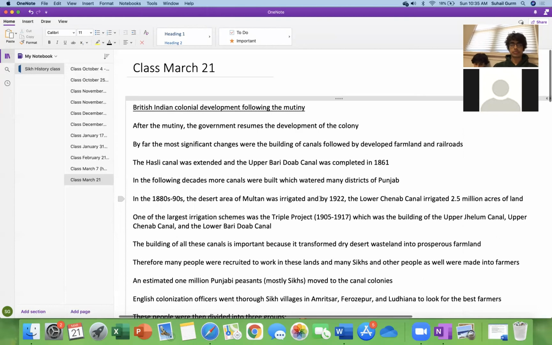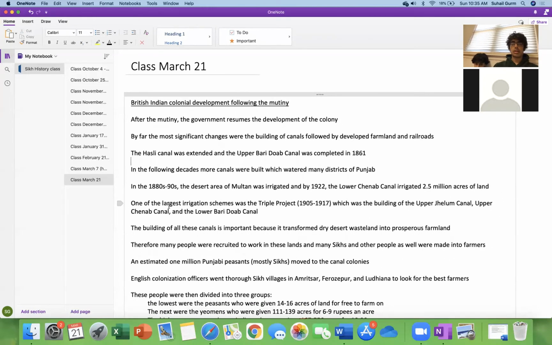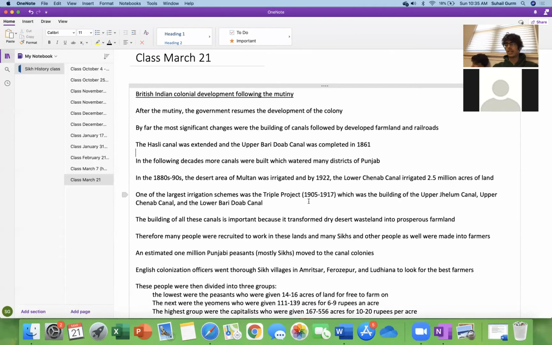And the biggest irrigation scheme by the British was actually called the Triple Project. This is a little later on, like 1905 to 1919, but it's still important because their building of canals kept continuing, all the way up until Indian independence. So from this time, the early 1900s, they built these three huge canals, which again irrigated so much more land, which adds to the development of the colony.